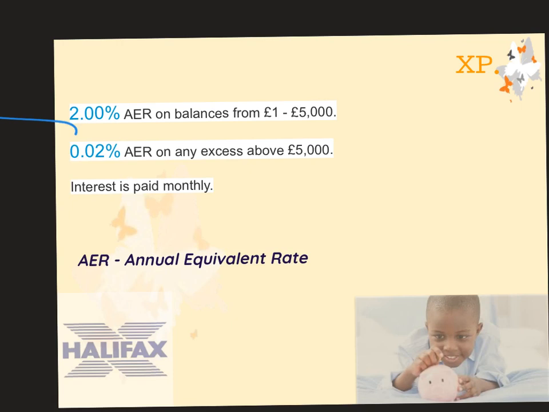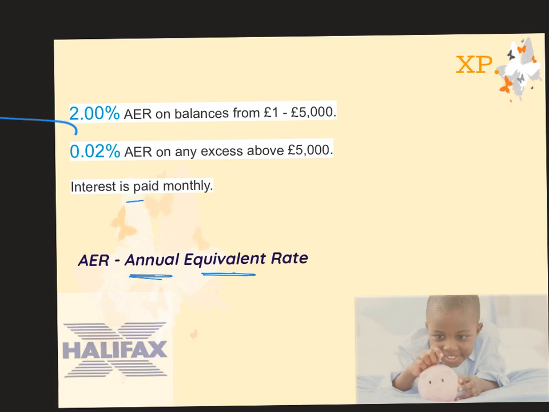So basically the interest rate for the Kids Savers account at Halifax Bank is 2% AER on balances from £1 to £5,000. Now AER is the annual equivalent rate. So equivalent we know means the same, annual is yearly. So at the end of the year you're going to get the equivalent of 2% interest on your balance. Anything over £5,000 the interest rate drops significantly, you only get 0.02%.